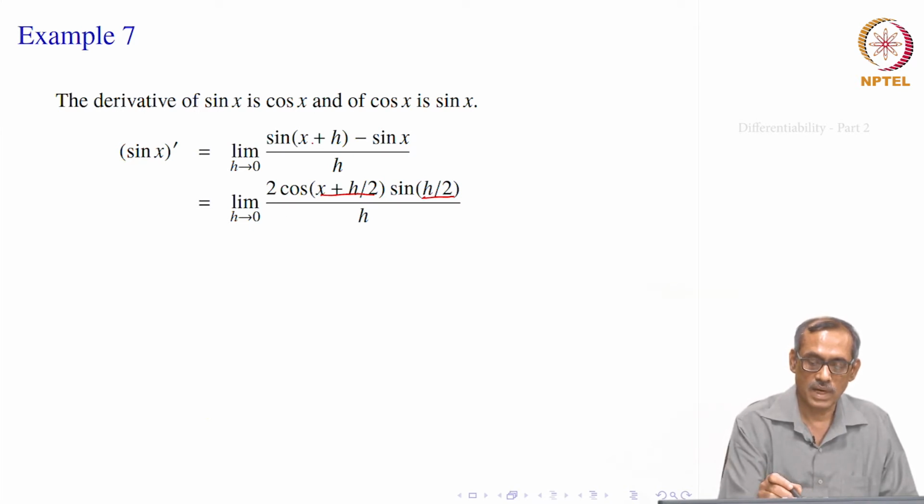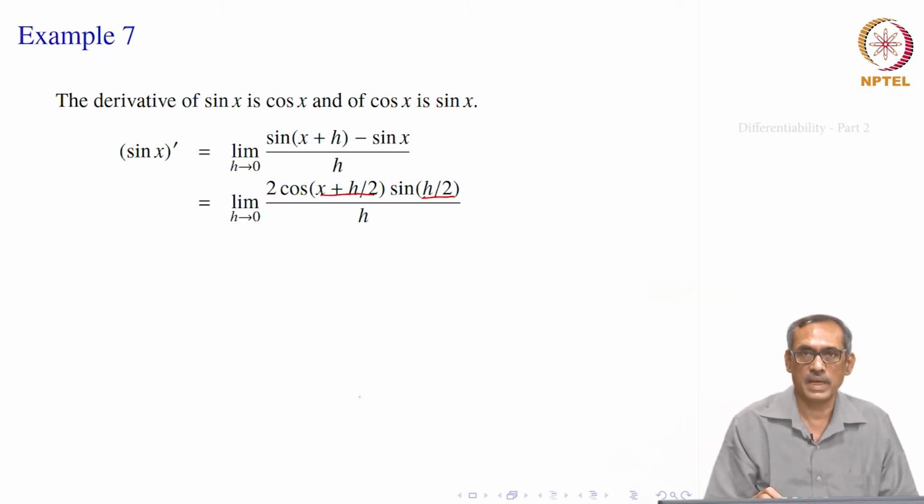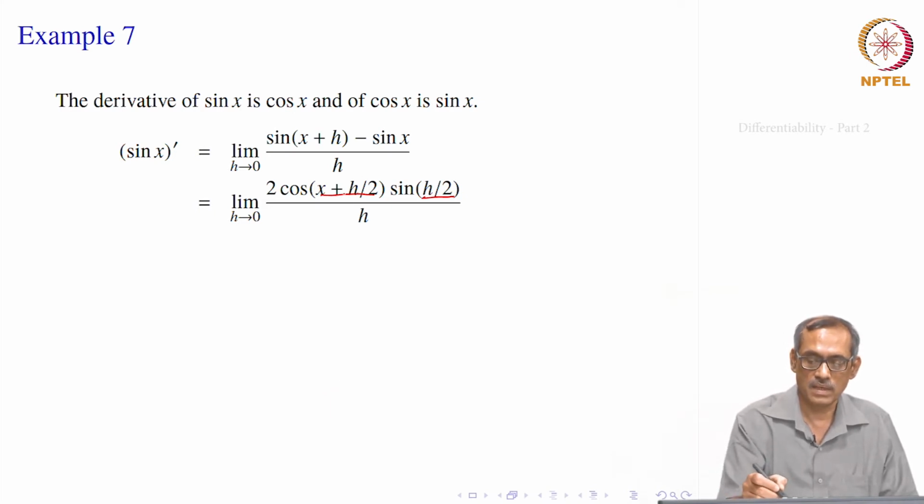So, then what happens? It is the sin a minus sin b formula. So, it gives you sin a minus sin b equal to 2 cosine of a plus b by 2 and sine of a minus b by 2. But we do not know which one is bigger, that is why we are writing it in cosine form. You can also write in sine form, thinking that h is positive. Anyway, so this is how it looks.